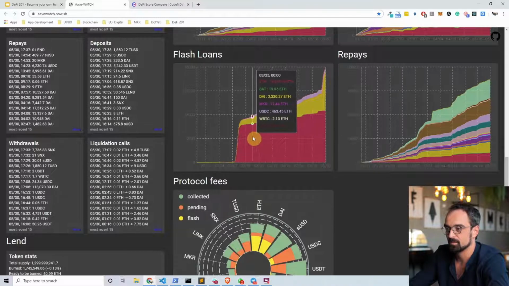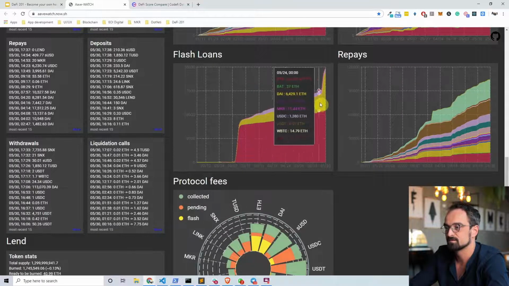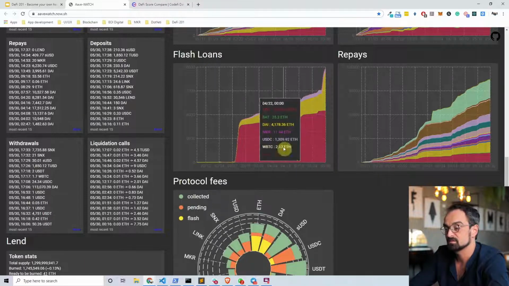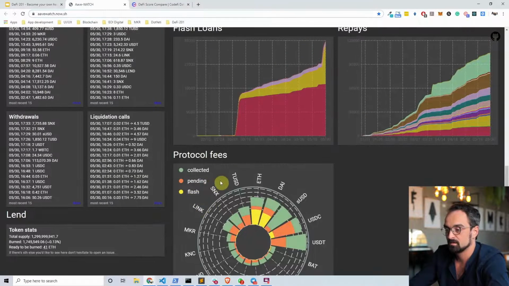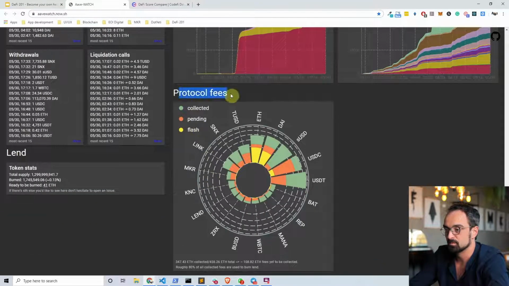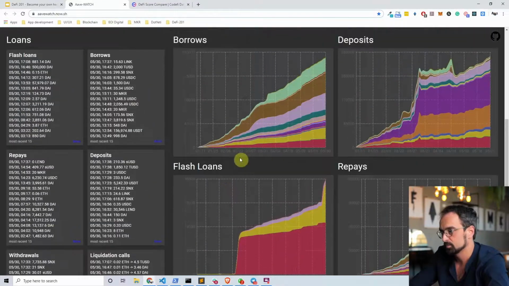And as you can see here, there are quite a lot of flash loans happening. What I find interesting is that the DAI flash loans shot through the roof. I think that is because some people are doing collateralized swaps of their CDPs. It's interesting dynamics here. You can also see the protocol fees that have been collected. So this is for the LEND token. It's pretty good token economics.